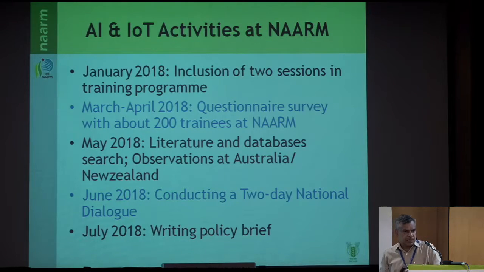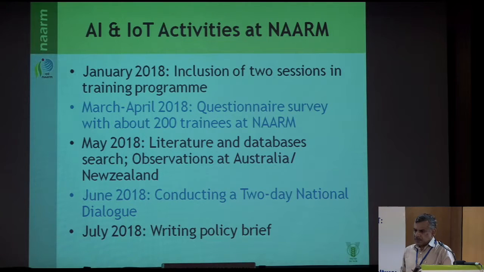First of all, during January, we included one module in one of the training programs, and we saw the response of the people, how they respond to these kinds of things. Then during March and April, we conducted a questionnaire survey with around 200 trainees at NAM, in two groups. One is the newly recruited scientists and assistant professors of the universities, who are not exposed to the system till now, and the few who have around 7-8 years of service in the system, either in ICAR or in the agriculture universities. Then during May, we did a literature survey of the existing situation and some of the databases.